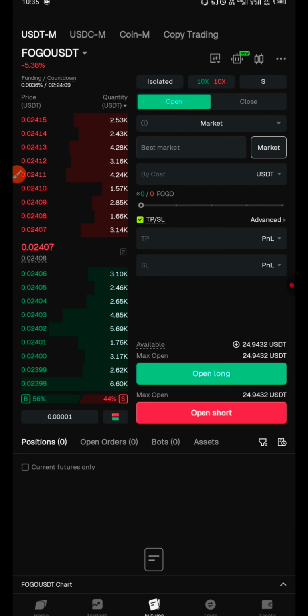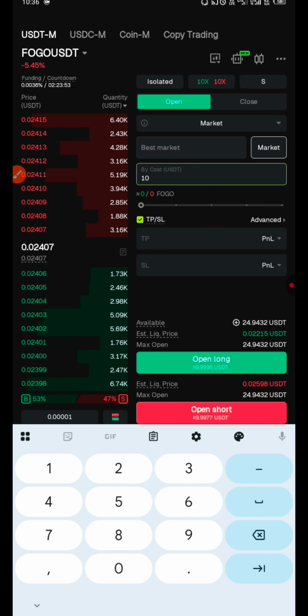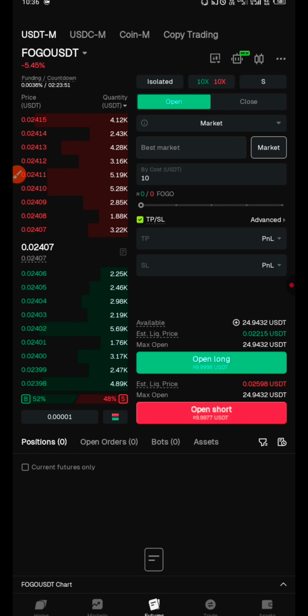At the stop loss, the same thing. So when you have changed all this, what this USDT by cost means is that, let's say you have $20 in your account and you want to trade with $10. Okay, you want to trade with $10. Just enter 10 right here. By default, the system will know automatically that you are trading with $10.